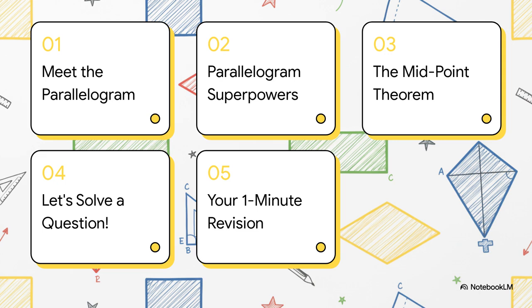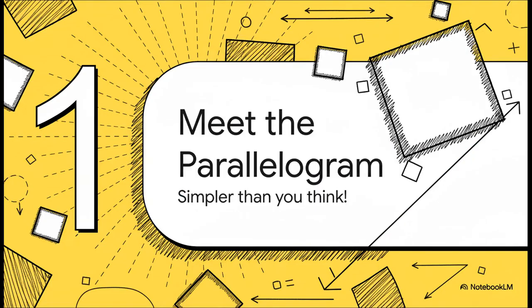All right, so what's our game plan for today? It's simple. We're going to meet the parallelogram family, check out their awesome superpowers, learn the mighty midpoint theorem, solve a quick question to test our skills, and then wrap it all up with a 1-minute revision. Ready? Let's do this. Okay, first things first.